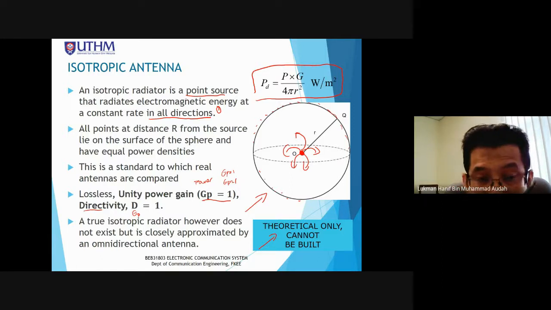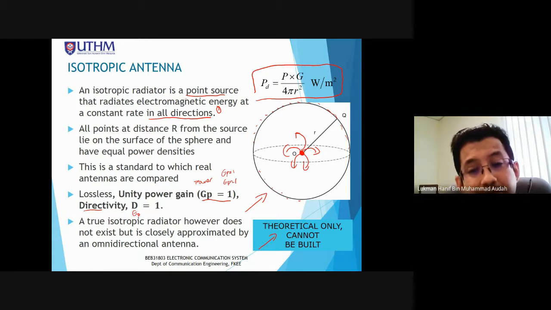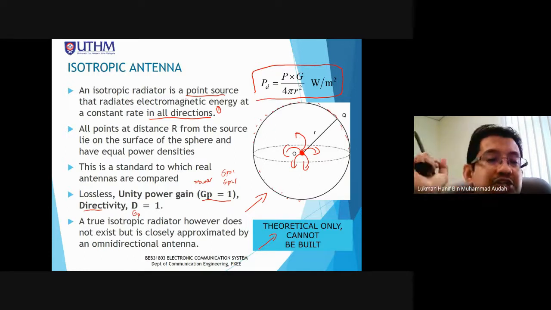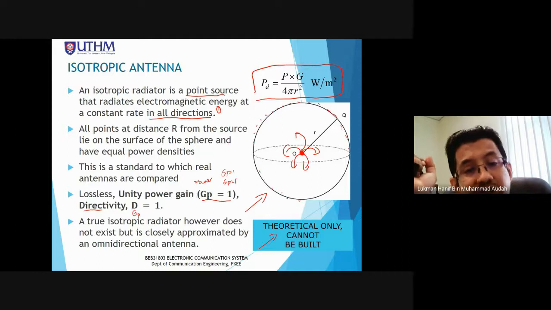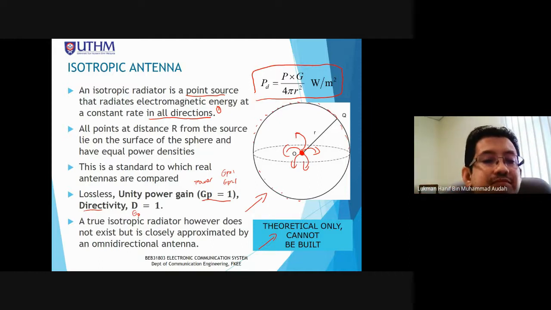But in the real world, isotropic antenna does not exist. Okay, dia tidak wujud. Okay, kita ada antena yang seperti isotropic yang dipanggil sebagai omnidirectional antenna. But it is not isotropic. Okay, dia ada spesifik karakteristik yang lain. Okay. So isotropic antenna is a theoretical antenna. It does not exist in the real world.